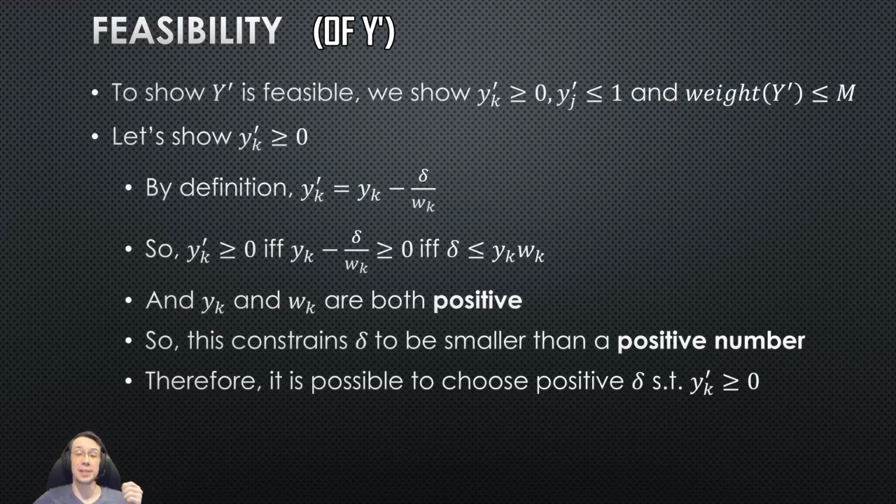So this constrains delta to be less than or equal to ykwk, but ykwk is positive, so it constrains delta to be less than or equal to a positive number. So we can still get a positive delta and satisfy yk prime is greater than or equal to 0. So it's possible to choose positive delta so that yk prime is greater than or equal to 0. Great. So far we're doing well.